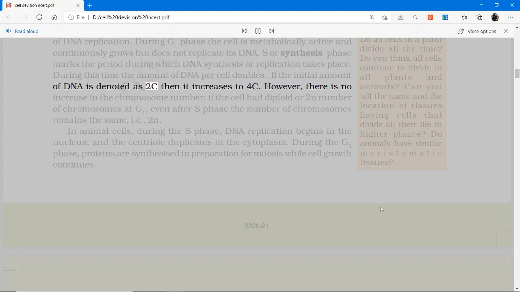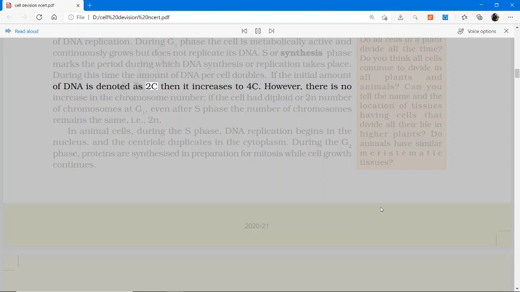In animal cells, during the S phase, DNA replication begins in the nucleus, and the centriole duplicates in the cytoplasm. During the G2 phase, proteins are synthesized in preparation for mitosis while cell growth continues.